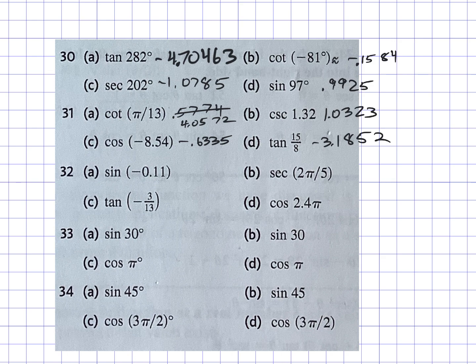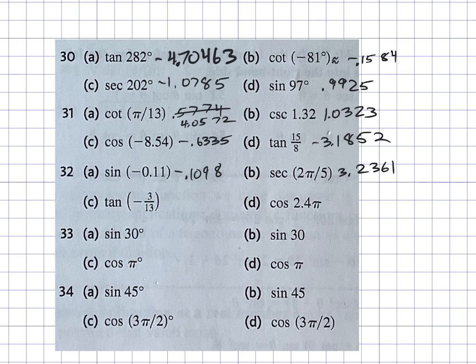All right, now 32a, the sine of negative 0.11. Again, it's radians, sine of negative 0.11. And that's negative 0.1098. Secant is the same thing as 1 over the cosine. So we do the cosine of 2 pi divided by 5. And then you've got to do 1 divided by that answer. So that's 3.2361.